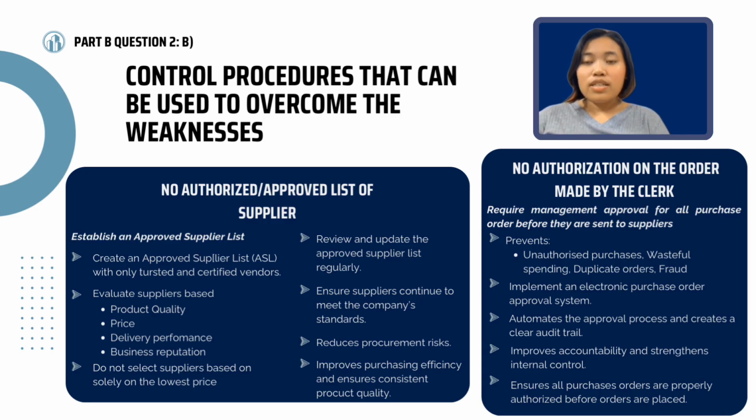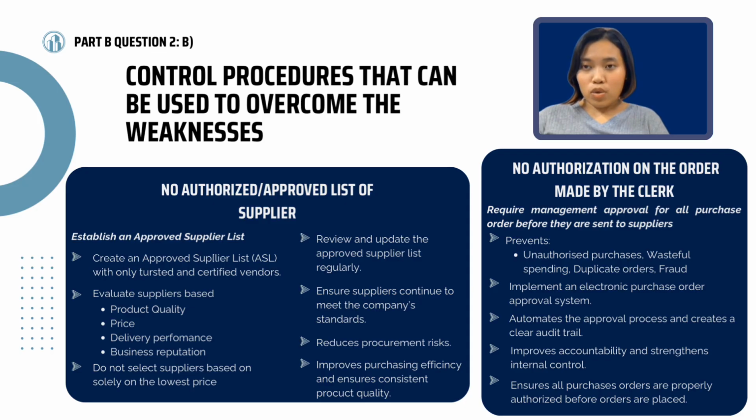In addition, Sedat Creek Syndrome Berhad should implement an electronic purchase order approval system to automate the approval workflow. The system automatically routes purchase orders to the appropriate authorized personnel based on approval limits before they are issued to suppliers. It also records each stage of the approval process, creating a clear audit trail that identifies who approved the purchase order and when it was approved.